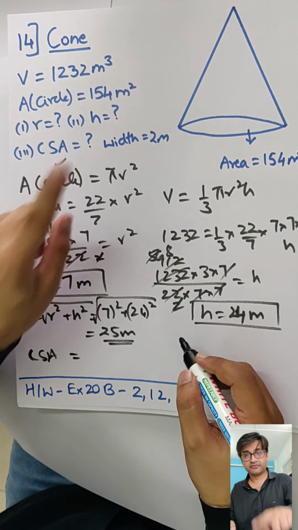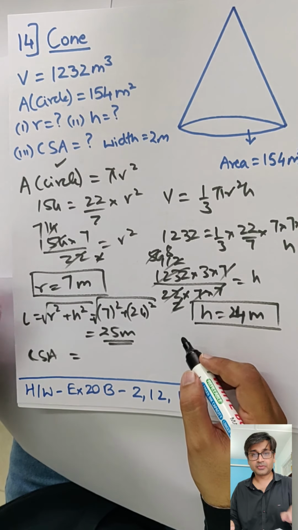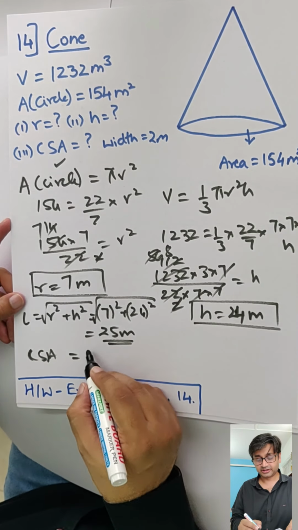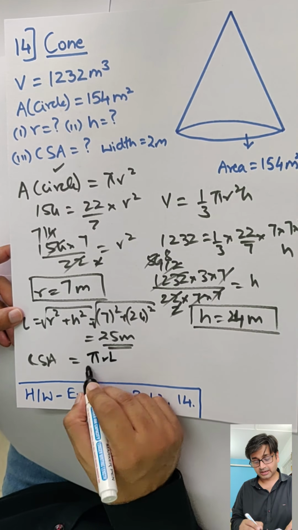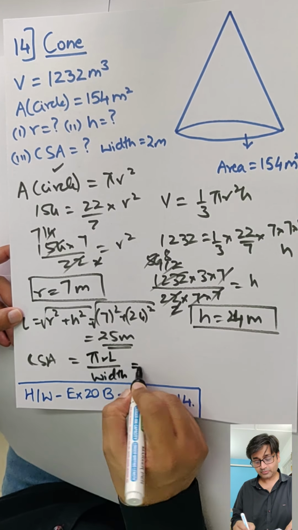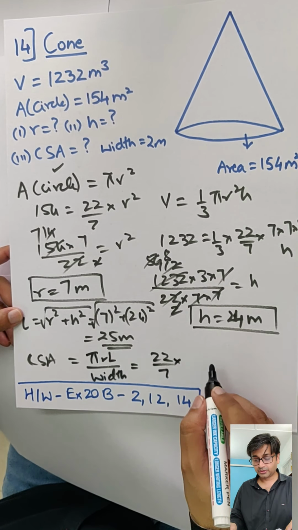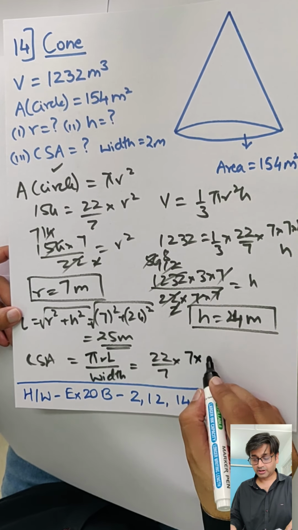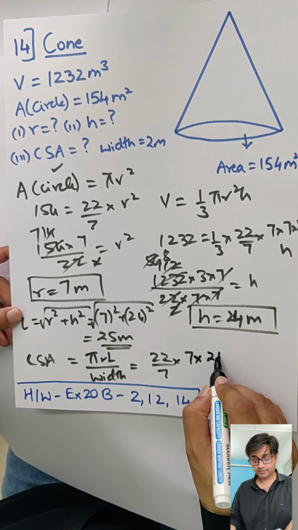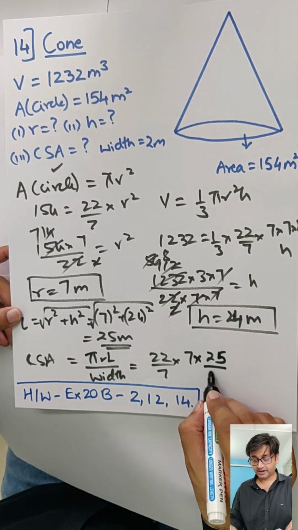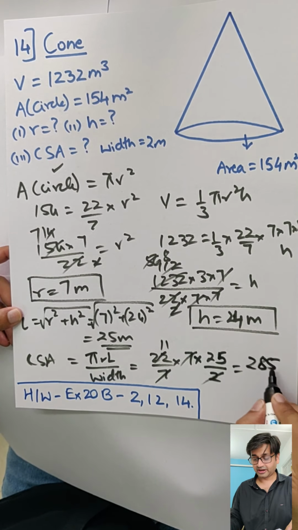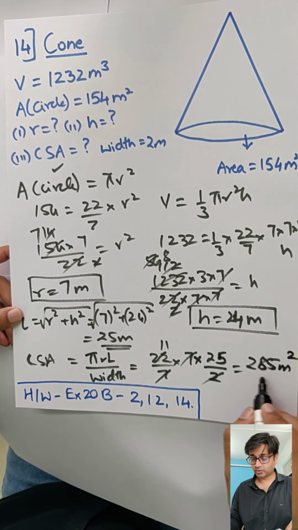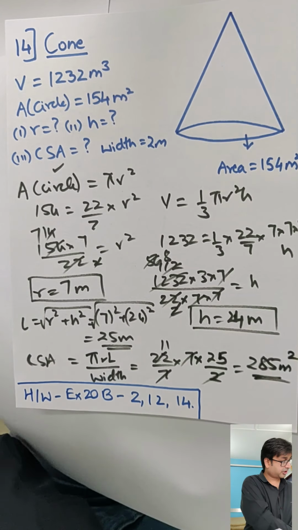And finally the curved surface area. For that, width is given. Whenever width is given, divide the curved surface area by the width. So the curved surface area is how much? Pi r L divided by width. So pi into radius, which is 7, into slant height L, which is 25, divided by width, which is 2, so 11. So how much will that be? 285 meter square is the area, sorry, curved surface area.